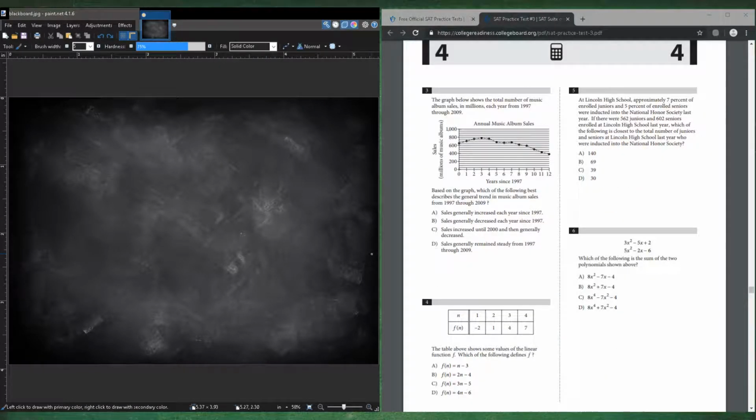The graph above shows the number of music album sales in millions each year from 1997 through 2009. Based on the graph, which of the following best describes the general trend in music album sales from 1997 to 2009? If you look at the graph, it kind of looks like it's sloping down. So it's generally decreasing.